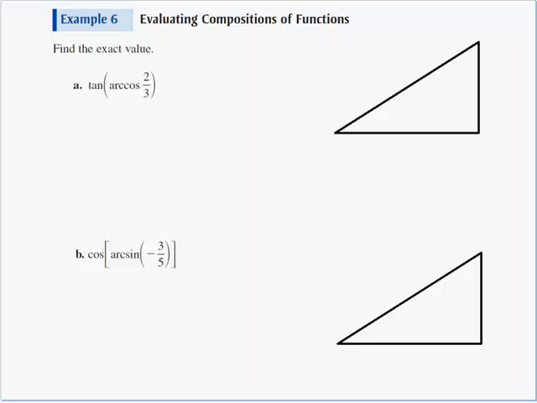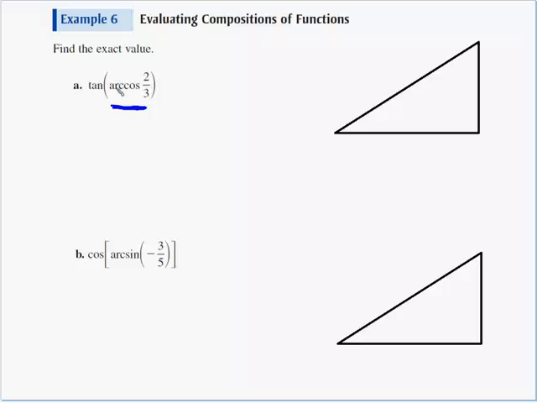Okay, example 6, we're going to do some compositions of functions, but now if you look at them, they're different functions. Here's the tan of the arc cos. And letter B, the cos of the arc sine. Oh no, I bet this is going to be horrible and hard and very, very difficult to learn. Actually, it's not. Okay, we're going to start, of course, with the inner function.